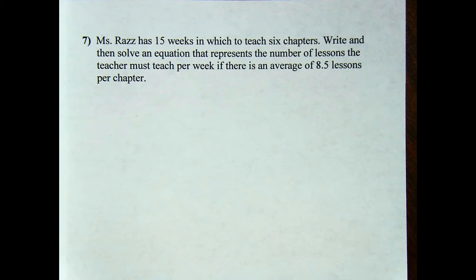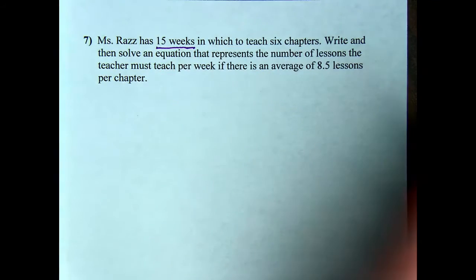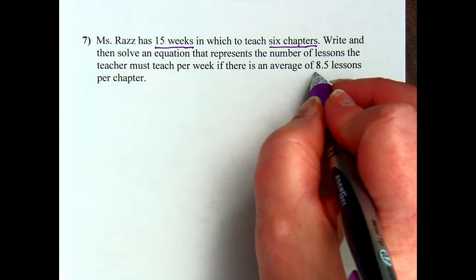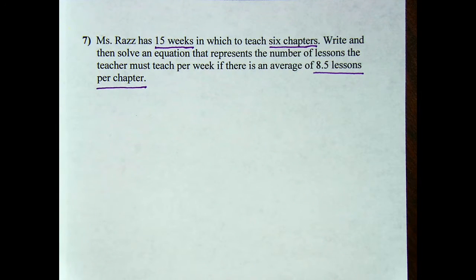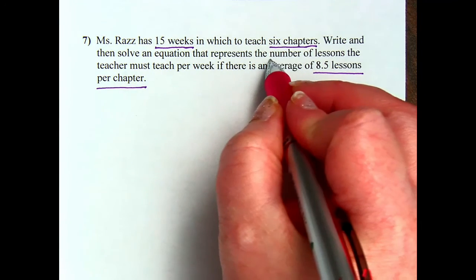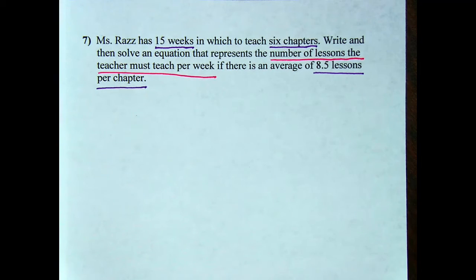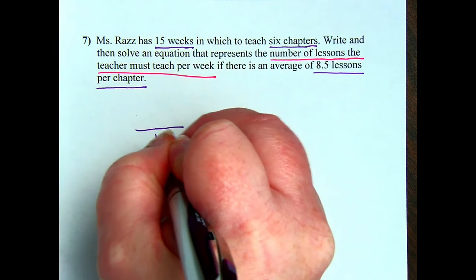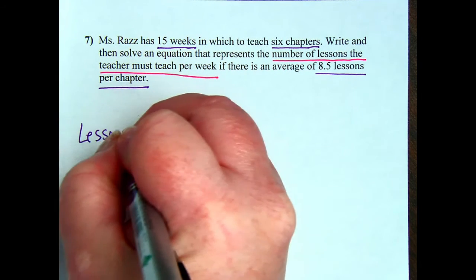So the first thing we want to do is examine what is the information that is here. So we know that Ms. Raz has 15 weeks to do 6 chapters. And we know that there are an average of 8.5 lessons per chapter. So what we want to find out is the number of lessons the teacher must teach per week. And we know that there are 15 weeks. So whatever we get, we're going to be dividing by 15 weeks to see the number of lessons that the teacher must teach.